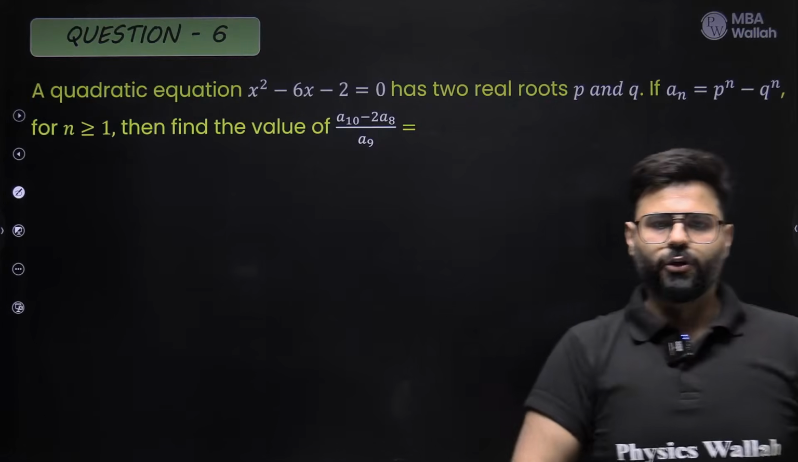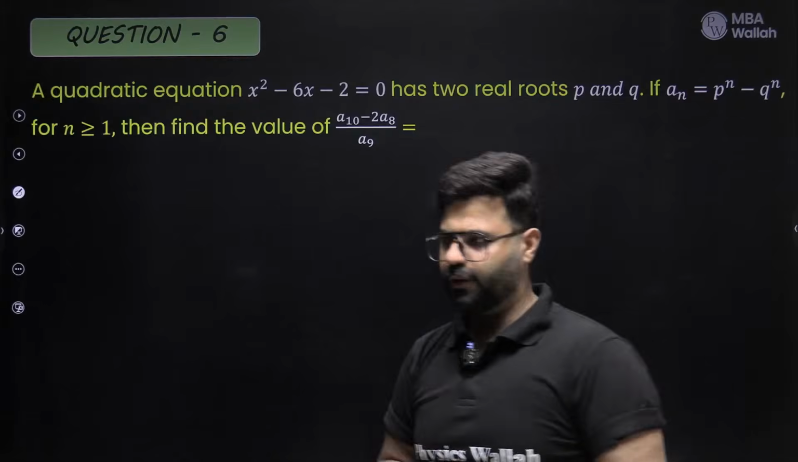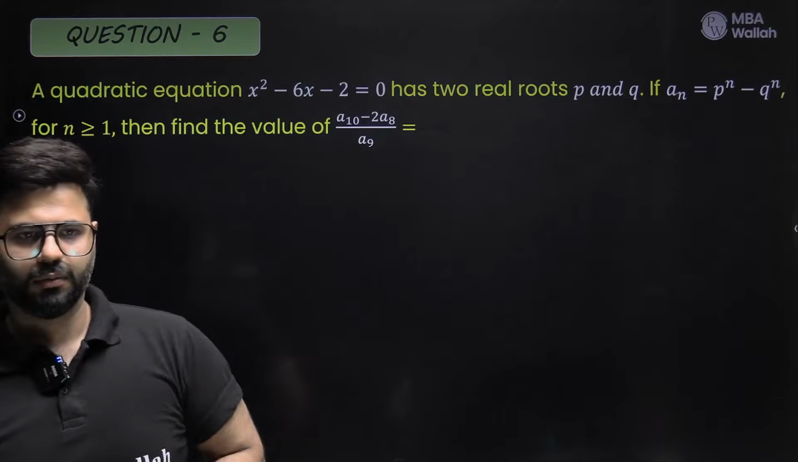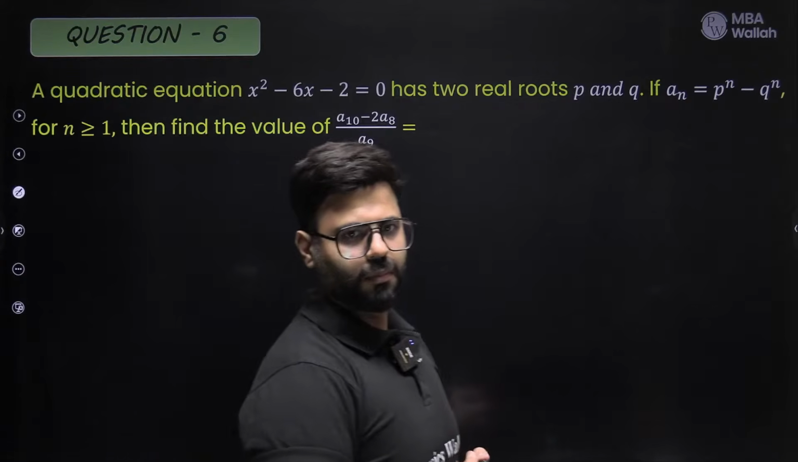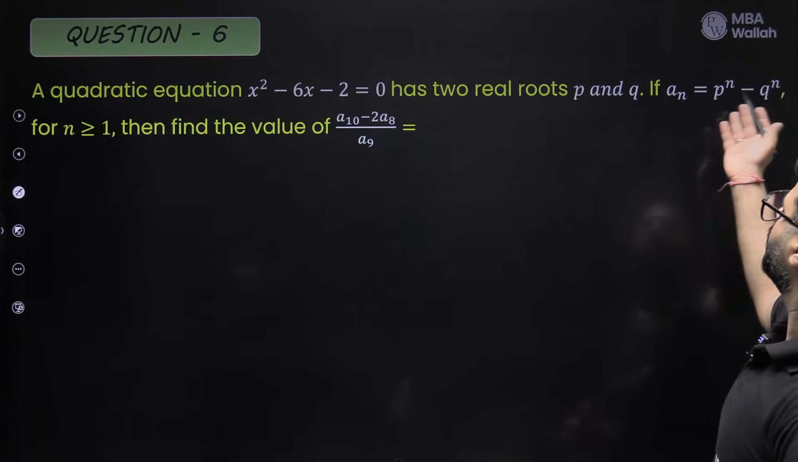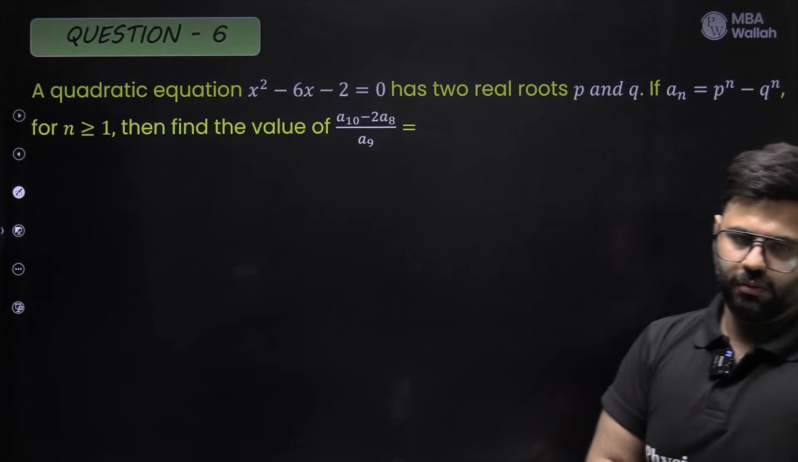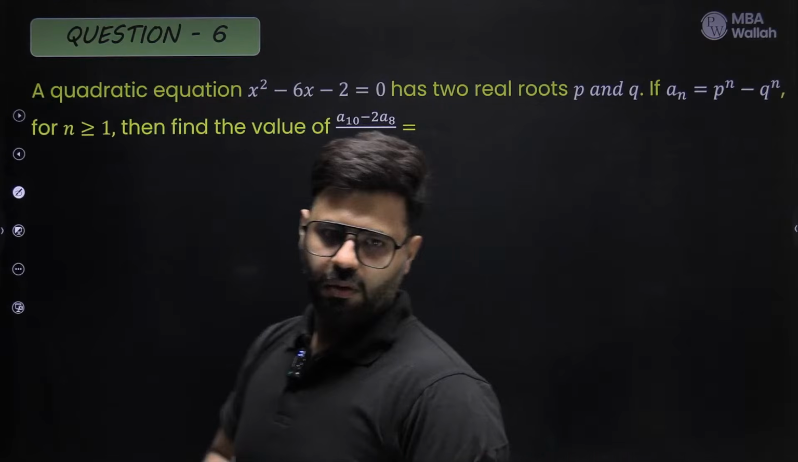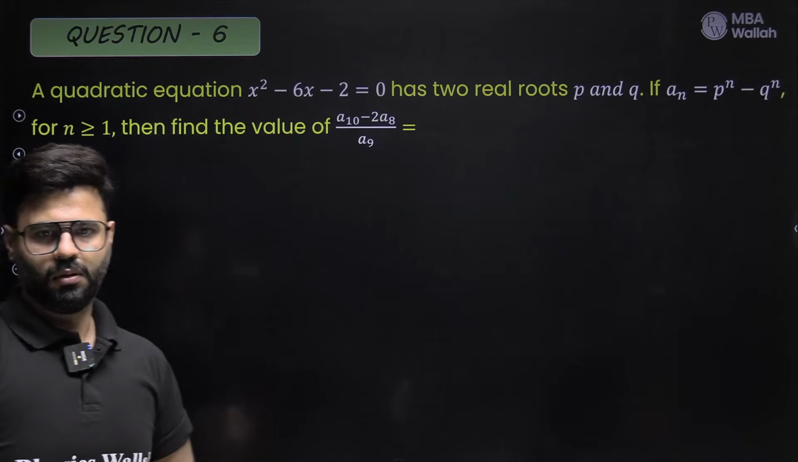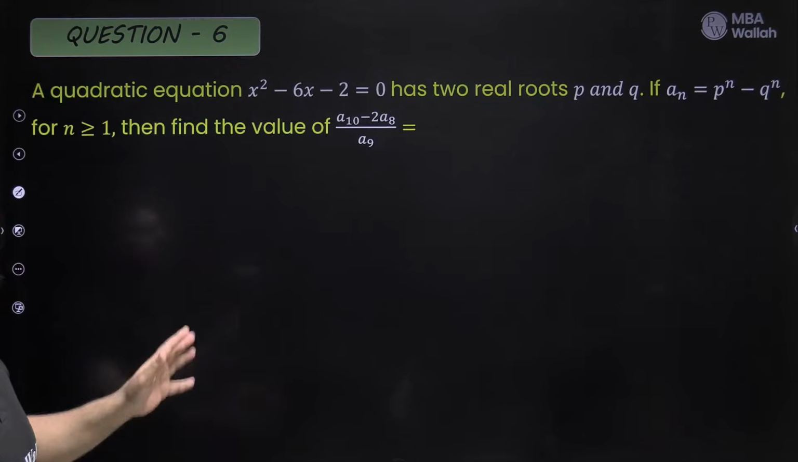First thing is, are you able to understand what this expression is? Are you able to understand the meaning of the question? The question says a to the power n is p to the power n minus q to the power n, where p and q are roots of this particular equation. Yes. Perfect. Nice, good. Now, what I definitely know is a to the power 10.